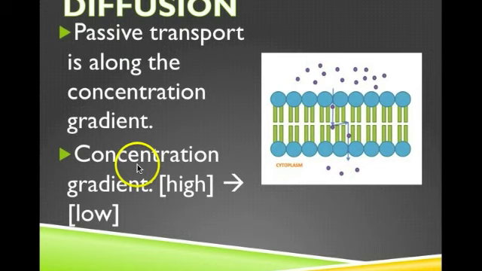Diffusion is an example of passive transport. Molecules can pass through the membrane along the concentration gradient. This means that they are moving from areas of high concentration to areas of low concentration in order to reach equilibrium. In the image here, the purple dots represent molecules moving from outside of the cell to inside because there's a higher concentration there than in the cytoplasm.